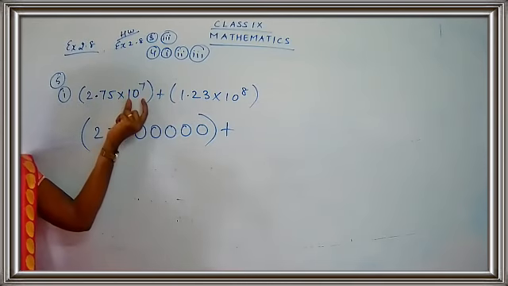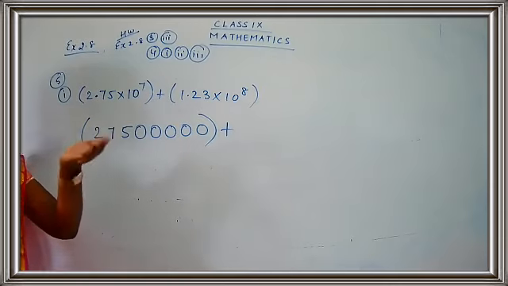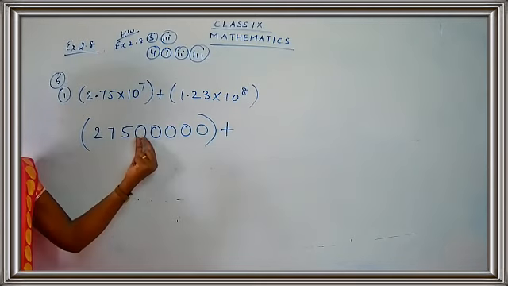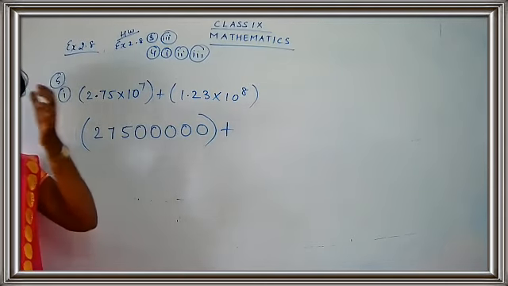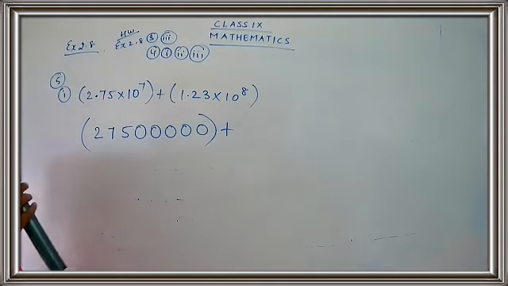So how many zeros are left now here? 5. Because from 7 zeros I already borrowed 2. So 1, 2, 3, 4, 5 zeros are left. Let me go for the next one. It's 1.23 into 10 raised to 8.